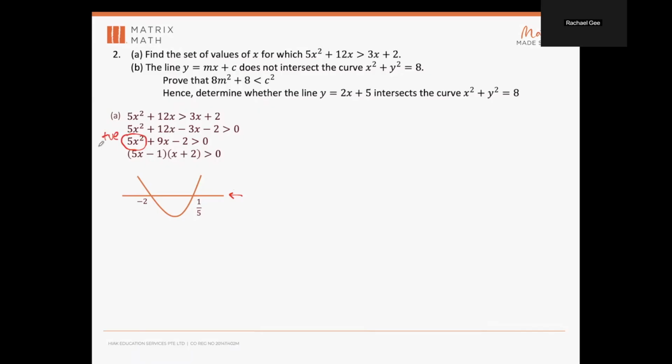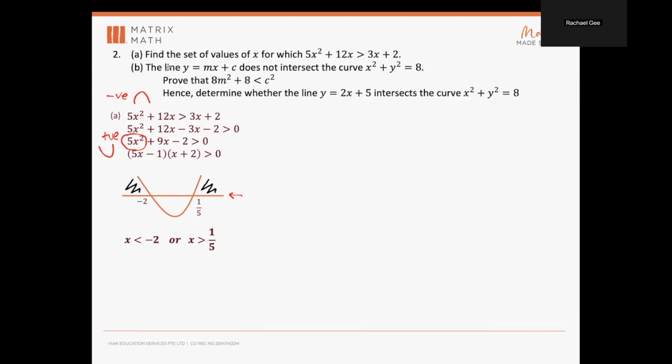So if it's positive, it's U-shape. Okay, if it's negative, it will be N-shape. So negative is N-shape for your curve over here. Okay, so more than 0 means above this line, then it will be over here. So your x will be less than -2 or x is more than 1/5.